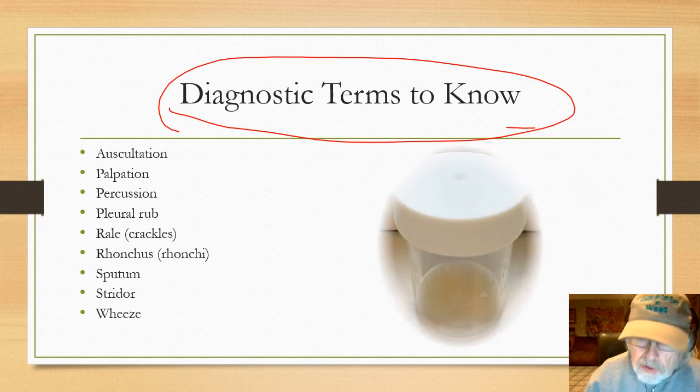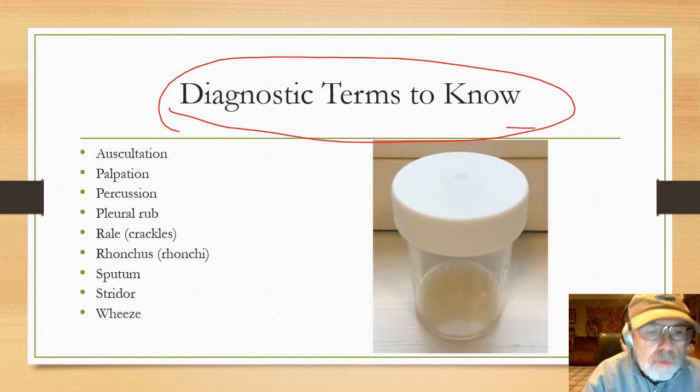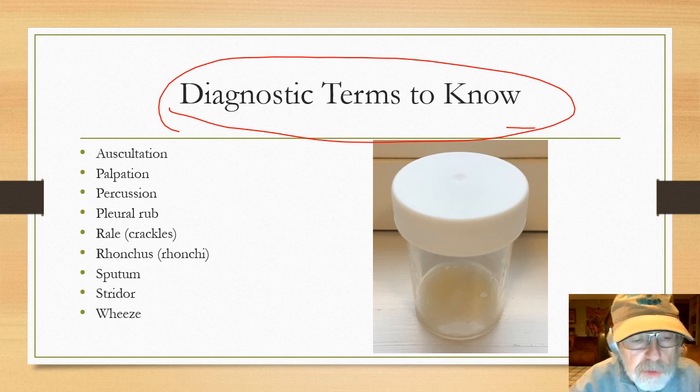The next thing we have here is called rales. Now, this isn't rales down here in this cup. This is actually sputum. But when areas of the lung aren't being used, these little alveoli start to close off.